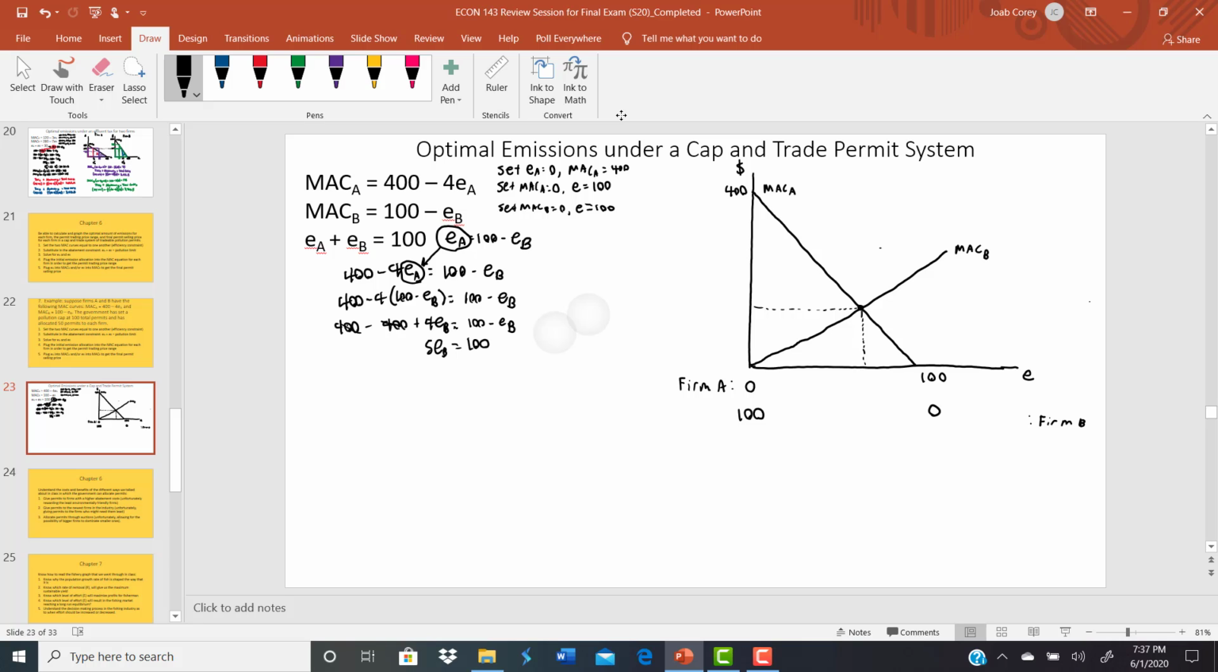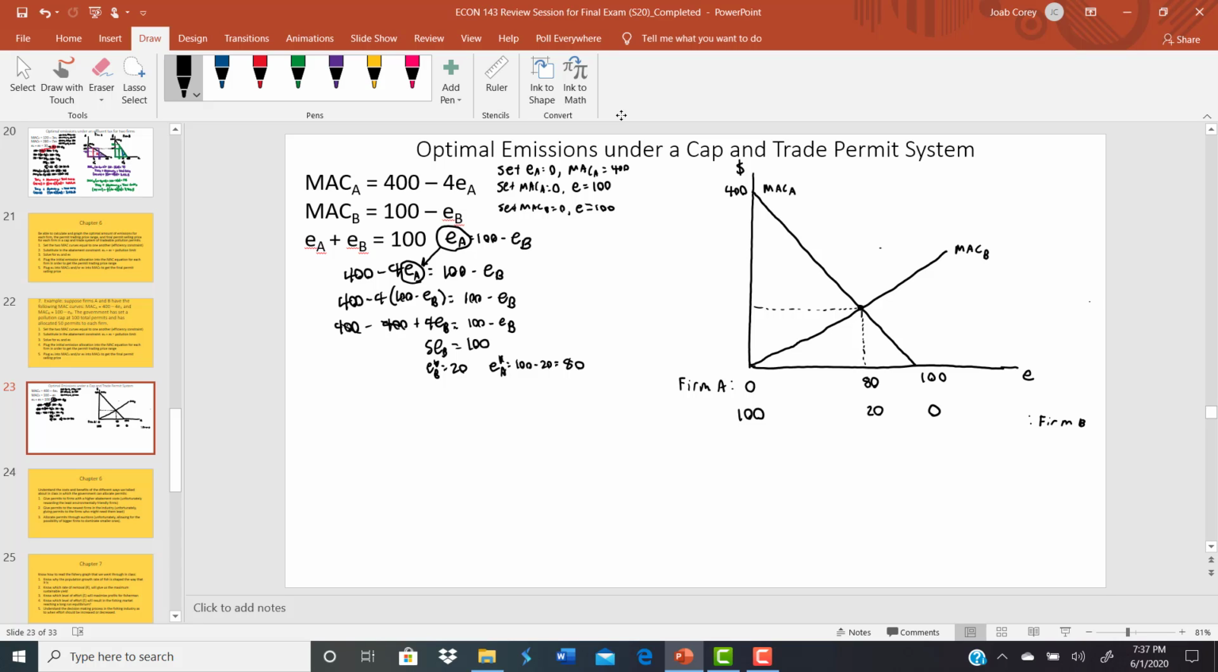So we know that E sub B star is going to be equal to 20, which means that E sub A star is equal to 100 minus 20, which is going to be equal to 80. All right, so again, firm A's optimal number of emissions is at 80, whereas firm B is at 20. Now, with that in mind, we can figure out the last permit price, that final permit is going to be bought and sold for.